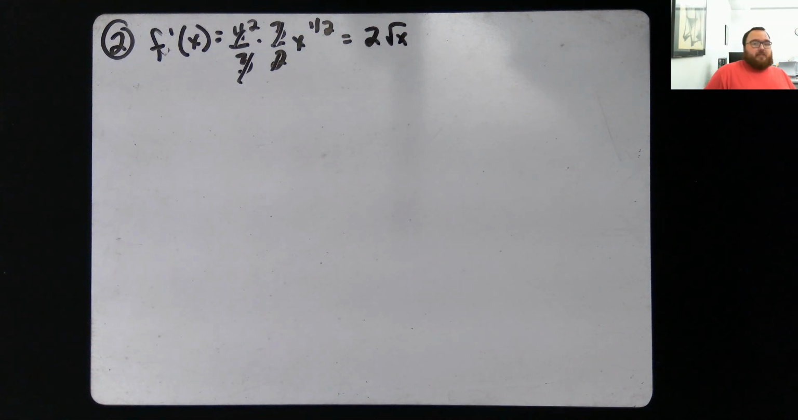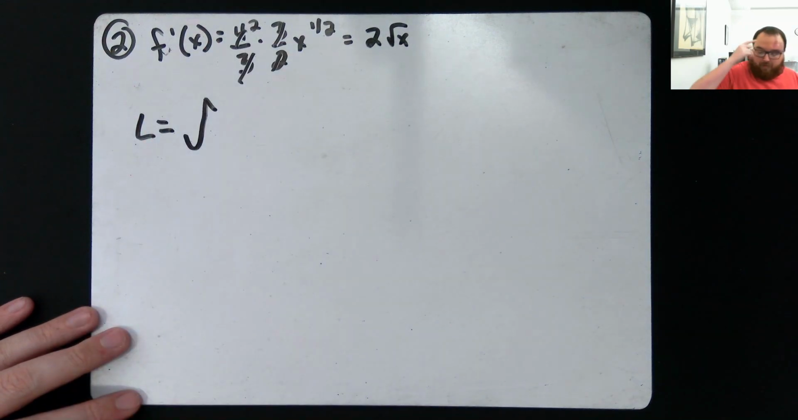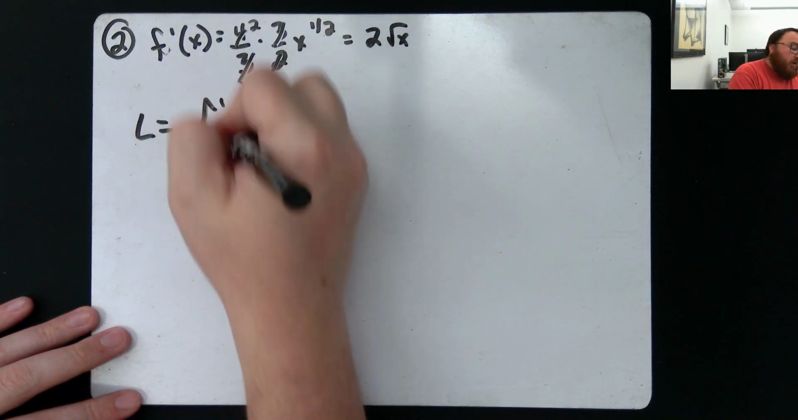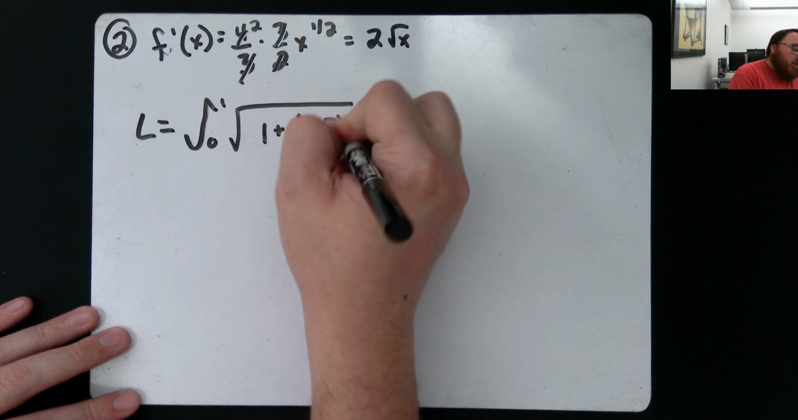And then do this the same way. So the length is going to be equal to the integral, my bounds here are 0 to 1, of the square root of 1 plus the derivative squared.